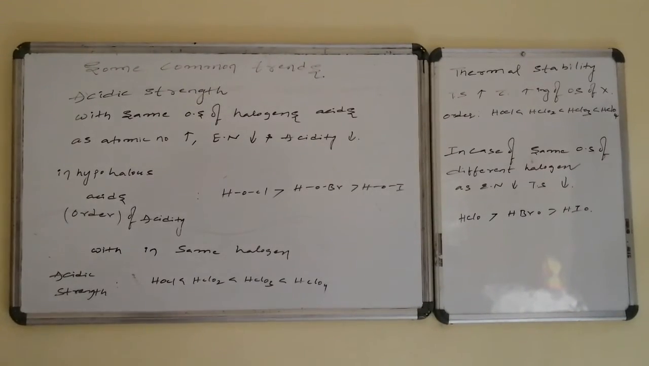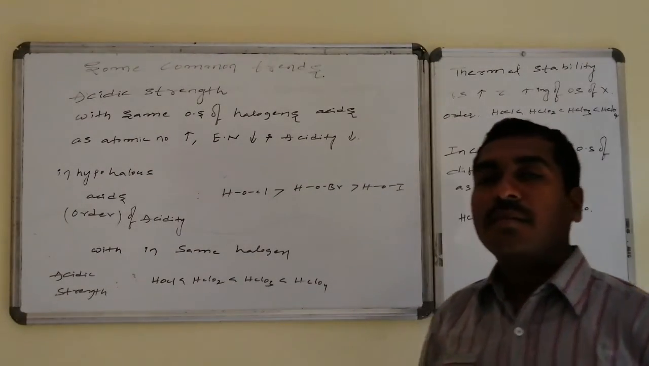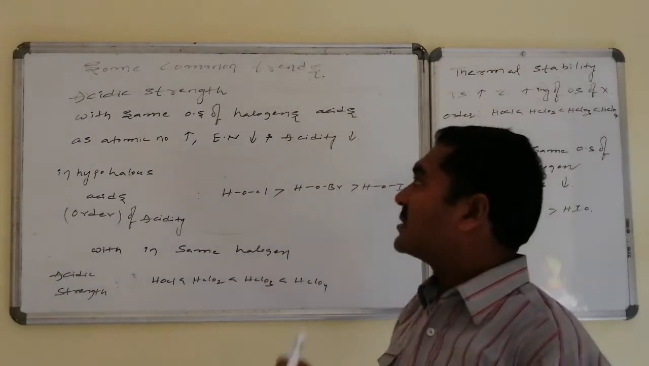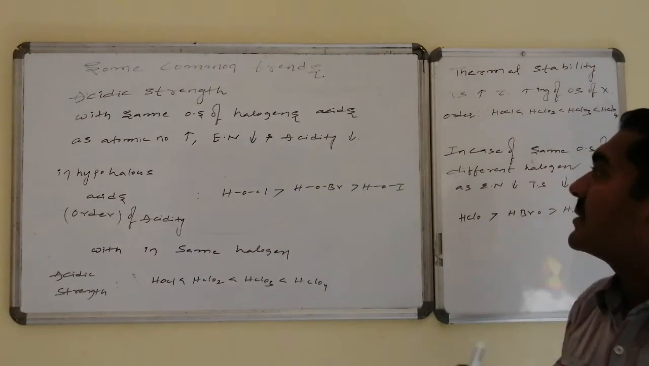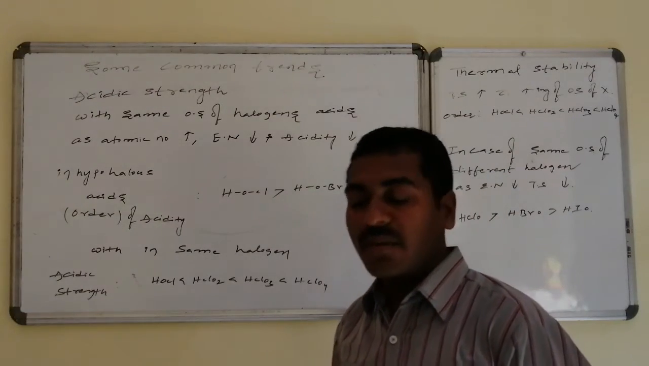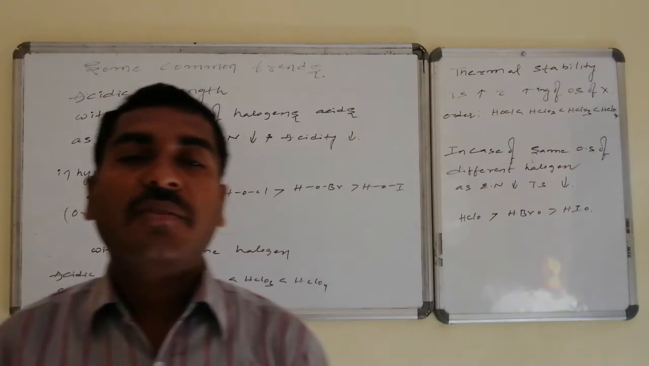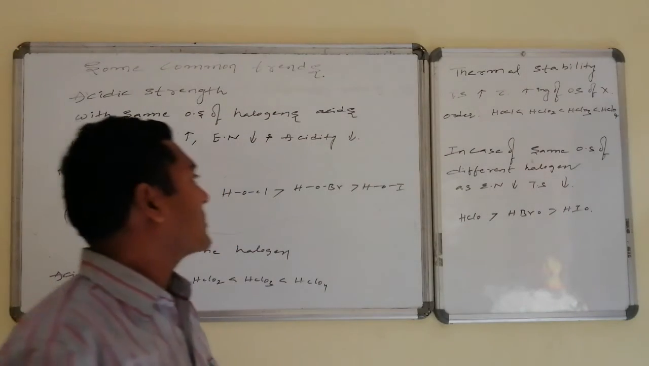Some other trends: acidic strength. Acidic strength is the ability to donate the hydrogen in the form of H+, with the same oxidation state of the different varieties of the halogens. As the atomic number increases, generally electronegativity decreases. As electronegativity decreases, its corresponding acidic strength also decreases.